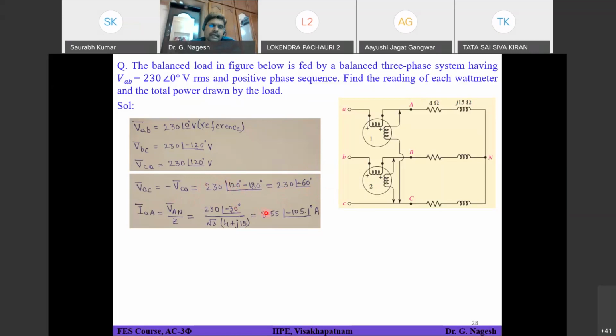Right, so now calculate IAA, which is VAN divided by Z. VAN is already 230 by root 3 at an angle of minus 30 degrees, divided by 4 plus j15. So try to calculate that and check whether you are getting the same answer or not. Did anyone get this answer, IAA? Okay, so IAA is 8.55 at an angle of minus 105.1 amperes, right?